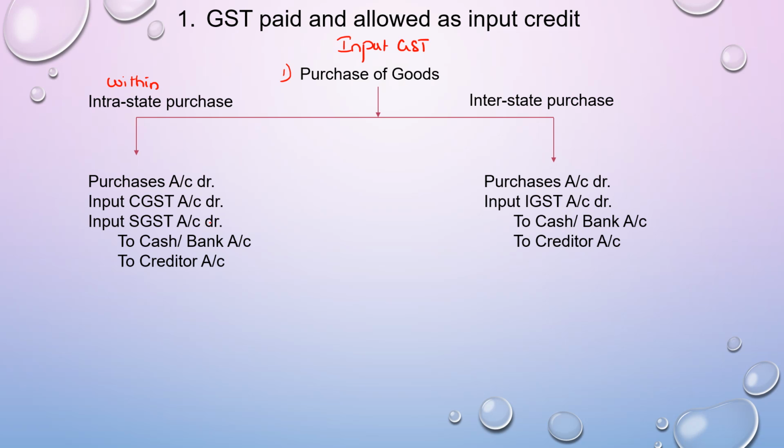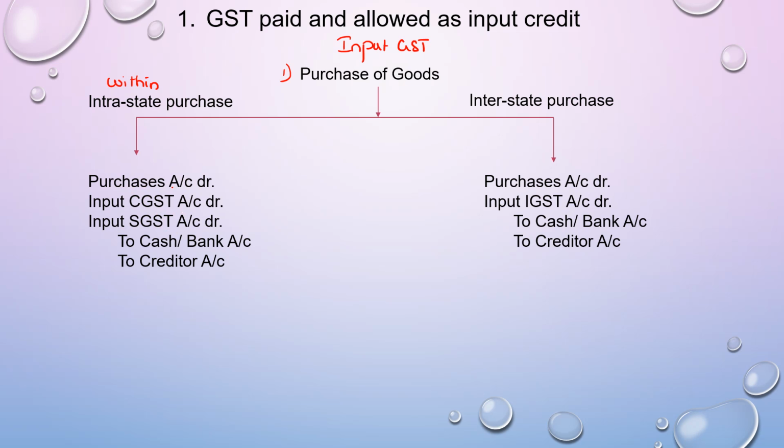Now, normally when you make a purchase, the simple journal entry that we used to pass was purchases account debit to cash or bank if it is immediately settled, and if it is on credit, we used to credit the particular supplier account in the form of creditors. So to creditors account. But now when this purchase is subject to GST, you are going to be paying GST on that purchase, and therefore the 2 accounts which will be involved, especially when it is an intrastate purchase, would be input CGST and input SGST account.